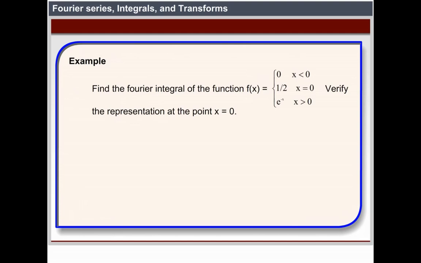Example. Find the Fourier integral of the function f(x) equal to 0 for x < 0, 1/2 for x = 0, and e^(-x) for x > 0. Verify the representation at the point x = 0.